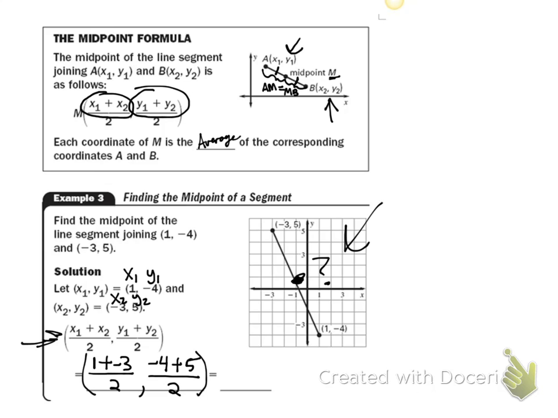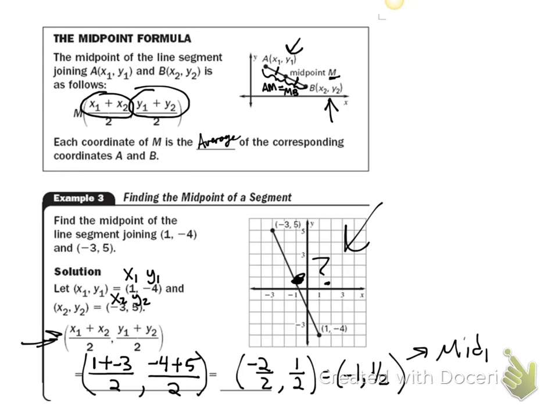And if we simplify this, I really get -1 plus 3, that's 2 over 2 for the first coordinate. -4 plus 5 is 1, and 1 over 2 for the second. So if you simplify all the way, that's (1, a half). That would be your midpoint.